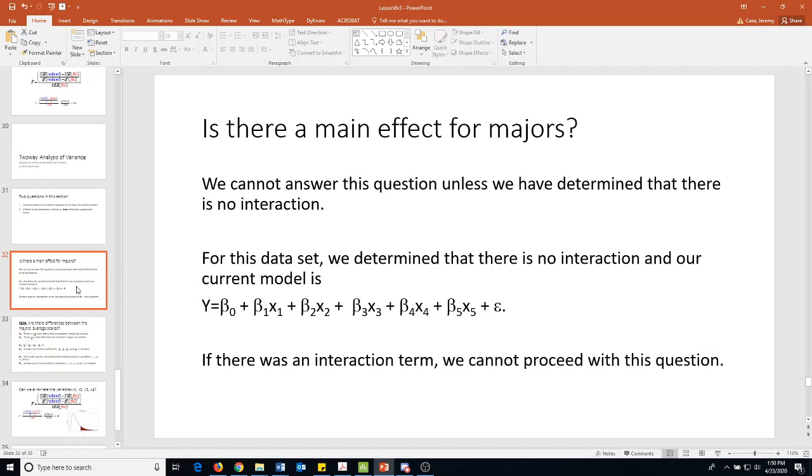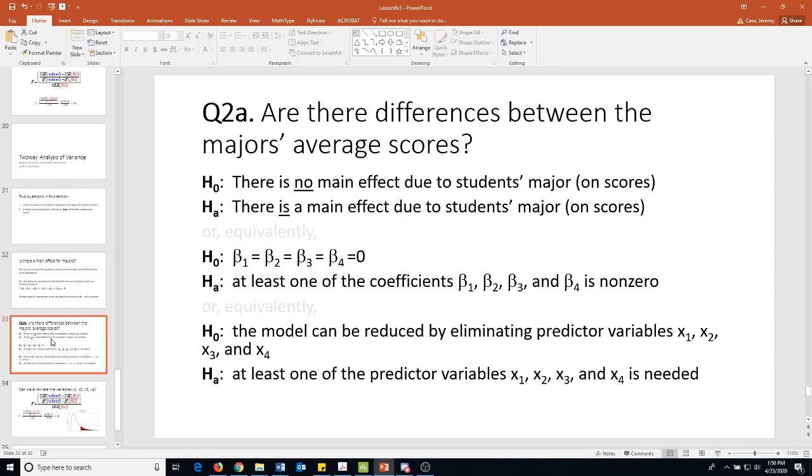And so again, we cannot answer this question if there is an interaction. We determined there was no interaction, so our current model just has x1, x2, x3, x4, and x5 in it. Remember, x1, x2, x3, x4 are the majors, and x5 is the gender. We cannot proceed if there was an interaction. So let's go on to question number 2A. Are there differences between the major scores?